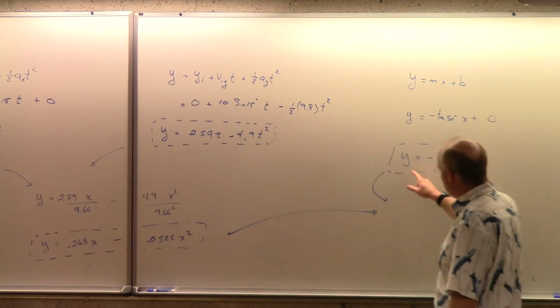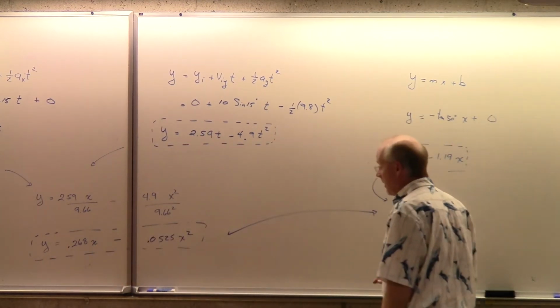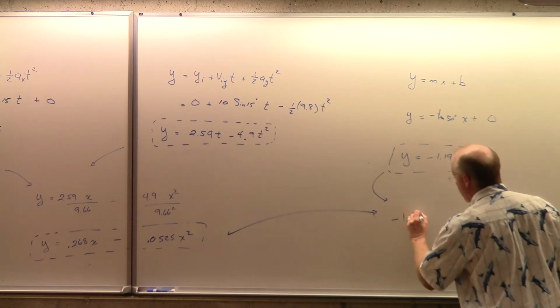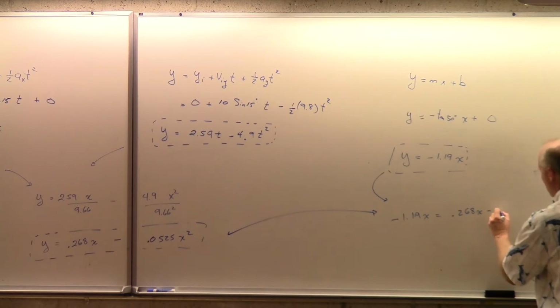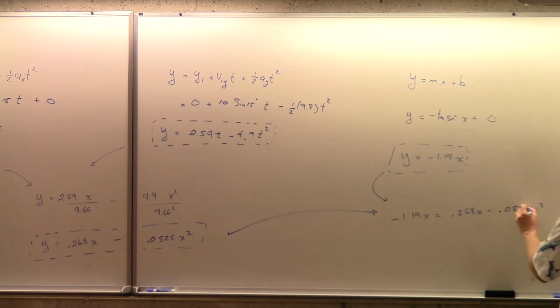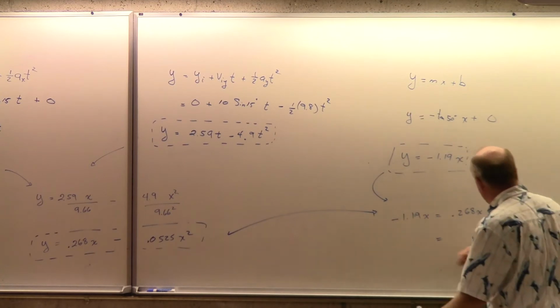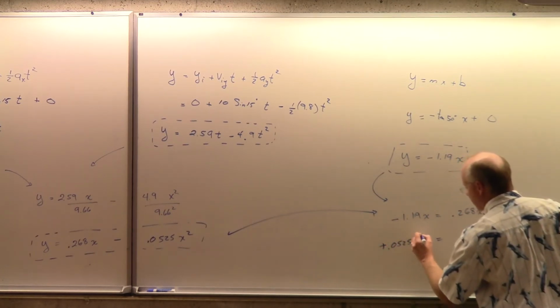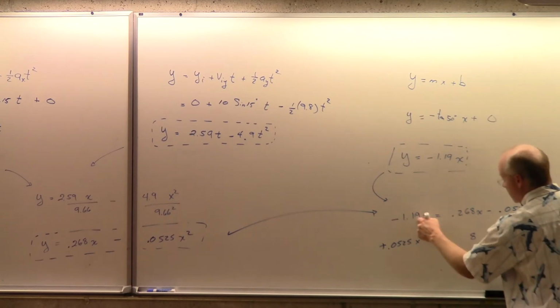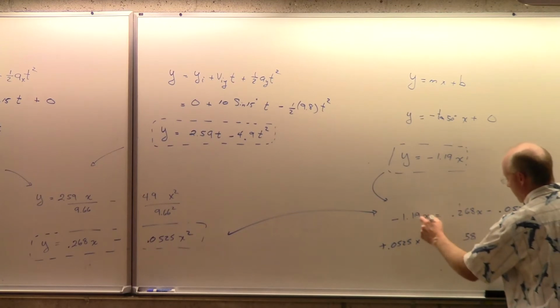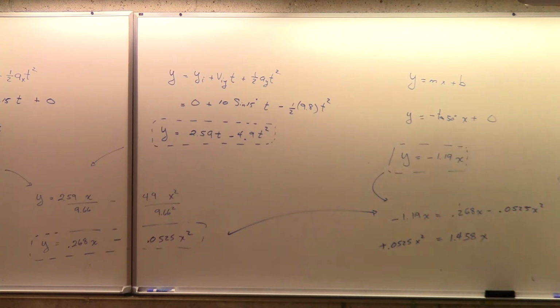So I think probably the easiest one is the y here. We can put the y here with the y there. So negative 1.19x is equal to 0.268x minus 0.0525x squared. And now, solve for x. If I move this to the other side, I get a plus 0.0525x squared. And if I move this to the other side, it becomes a plus. And when I add it, 8, 6, and 9 make 15. So carry 1, 3, 4.1x. If I added that right, right? And so there's my equation that has the x's in it.